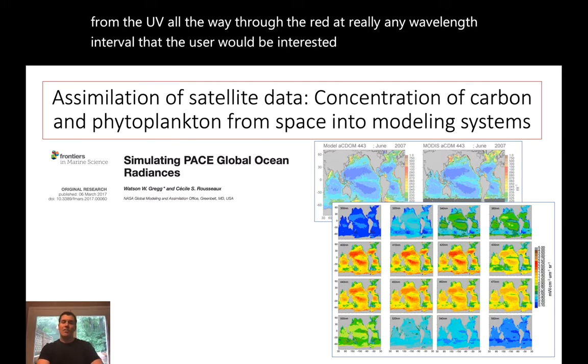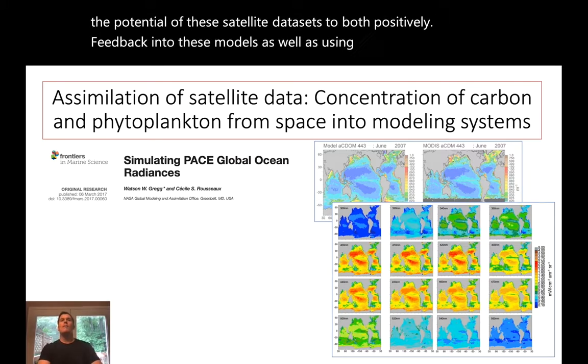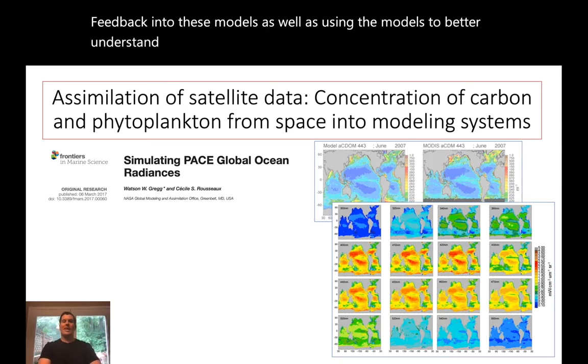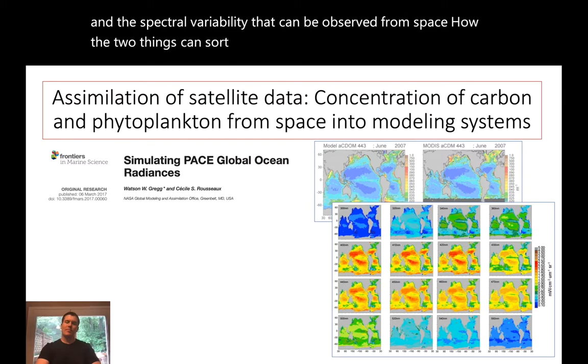So this is kind of where the potential of these satellite data sets to both positively feed back into these models, as well as using the models to better understand the spatial variability that can be observed from space and the spectral variability that can be observed from space, how the two things can sort of interact.